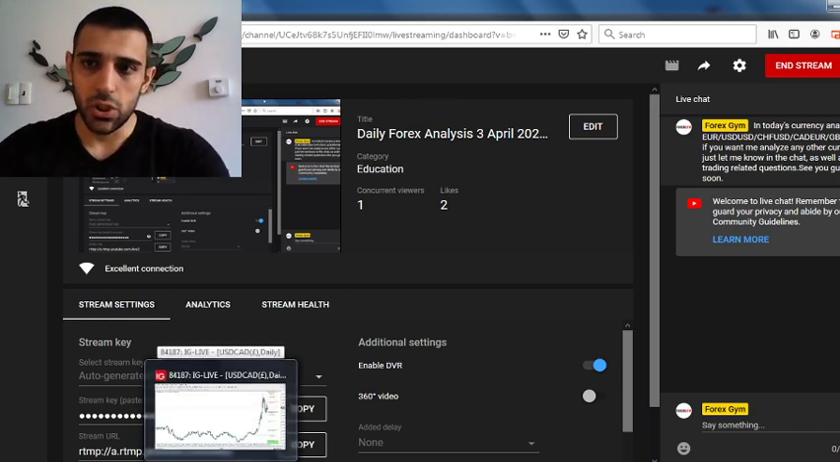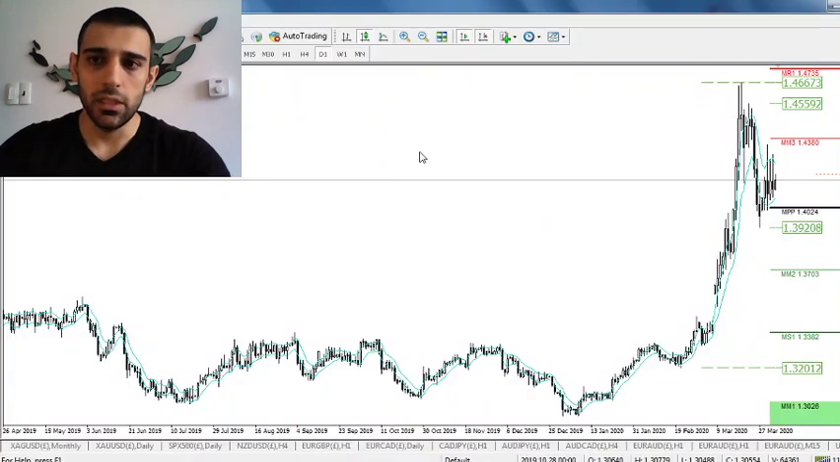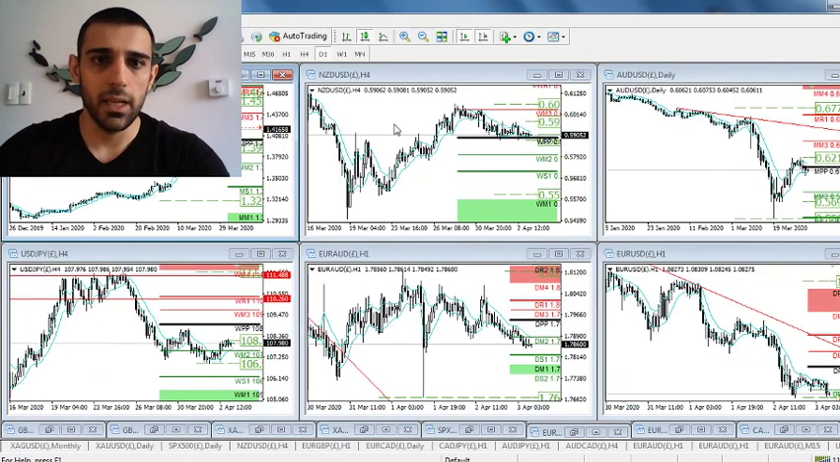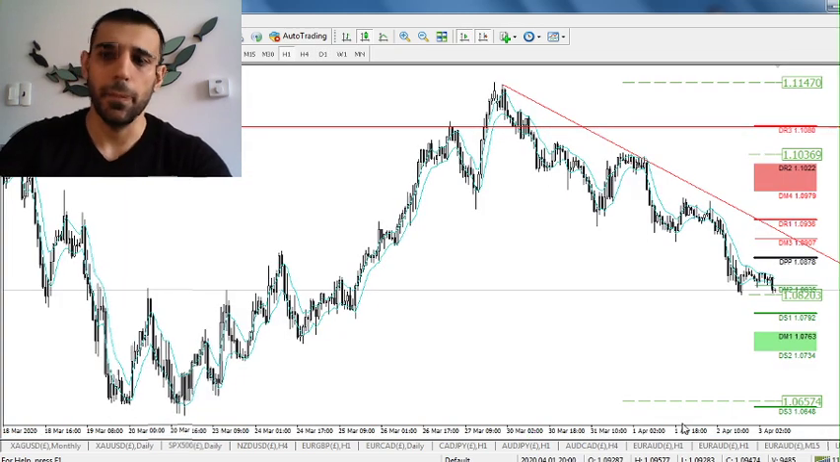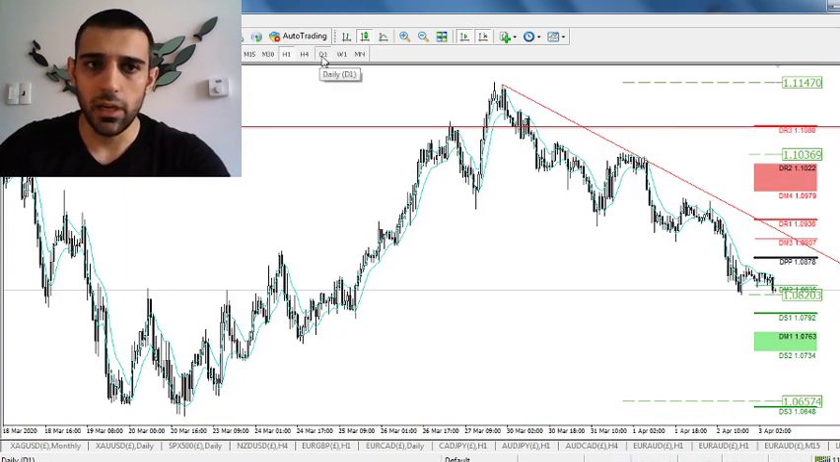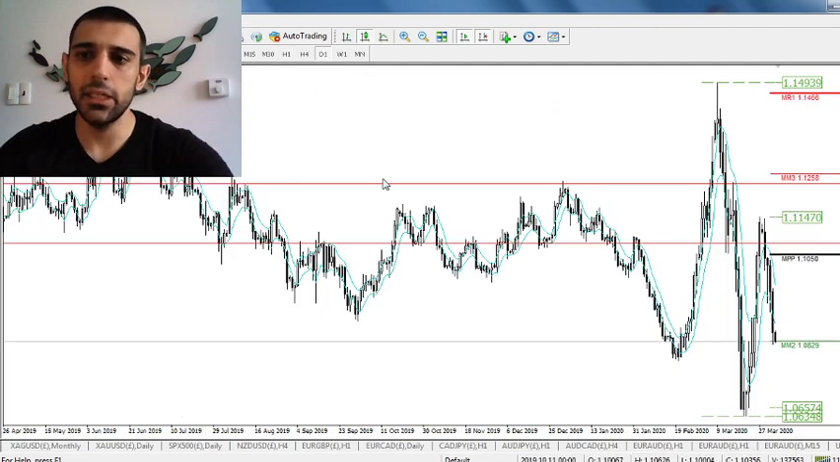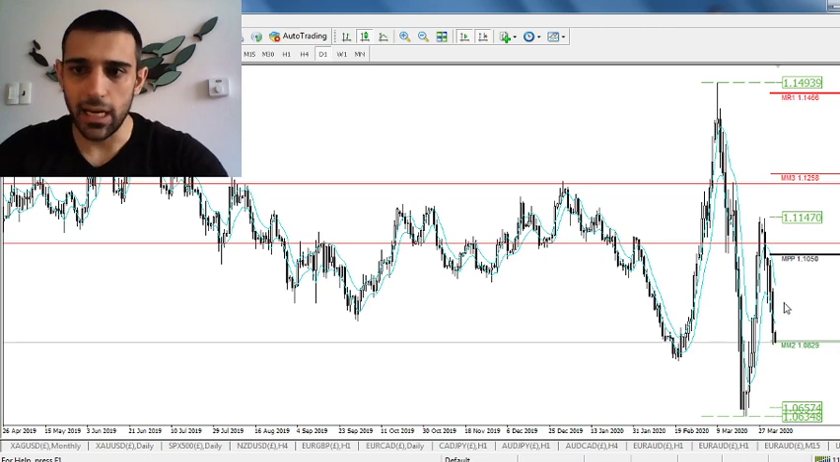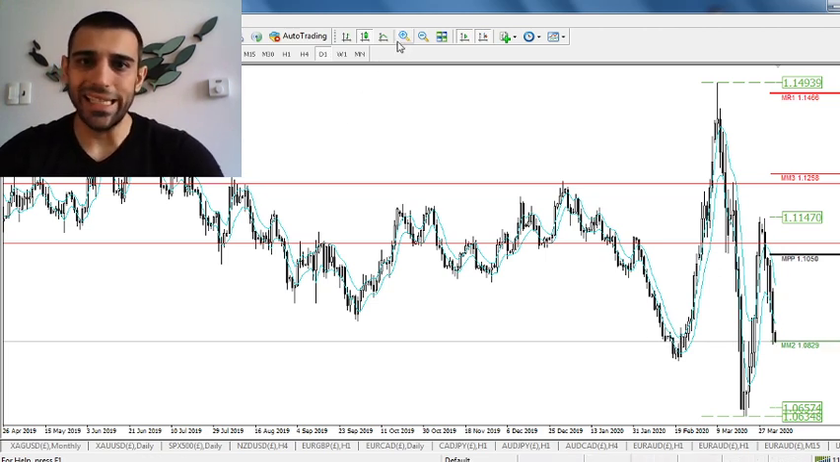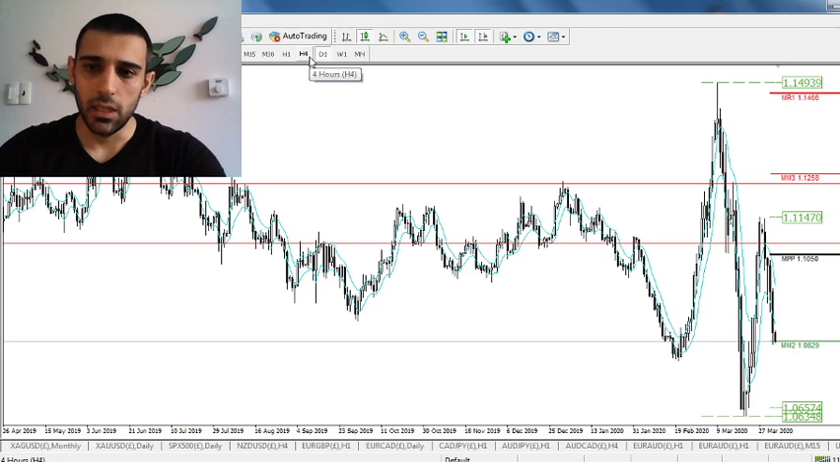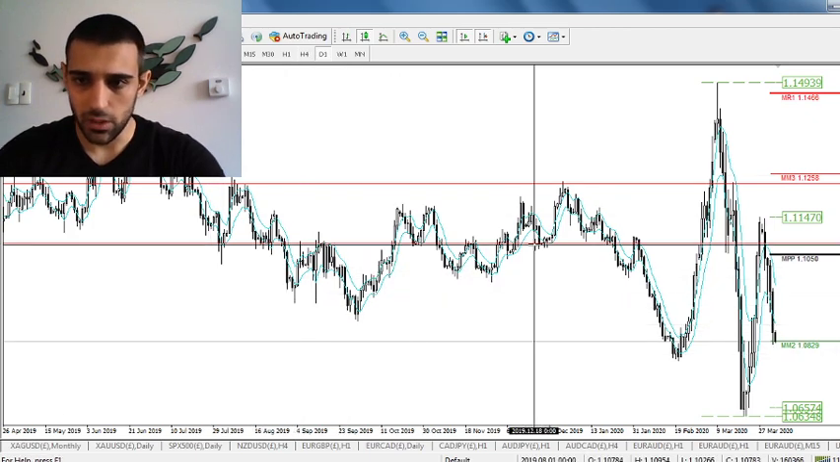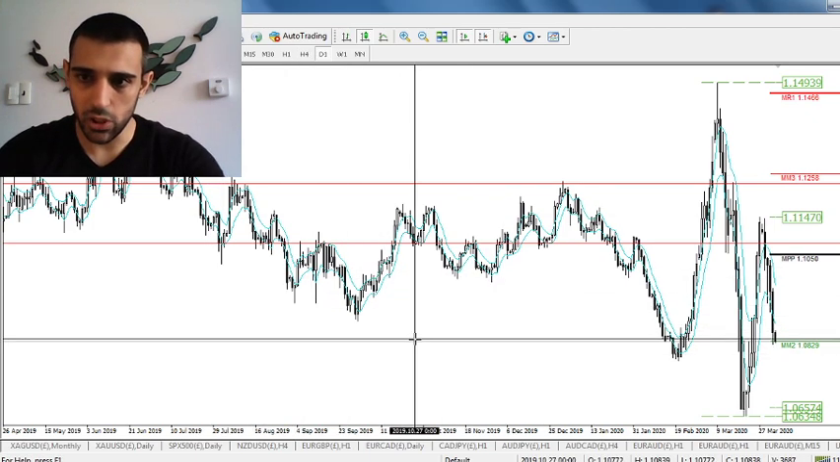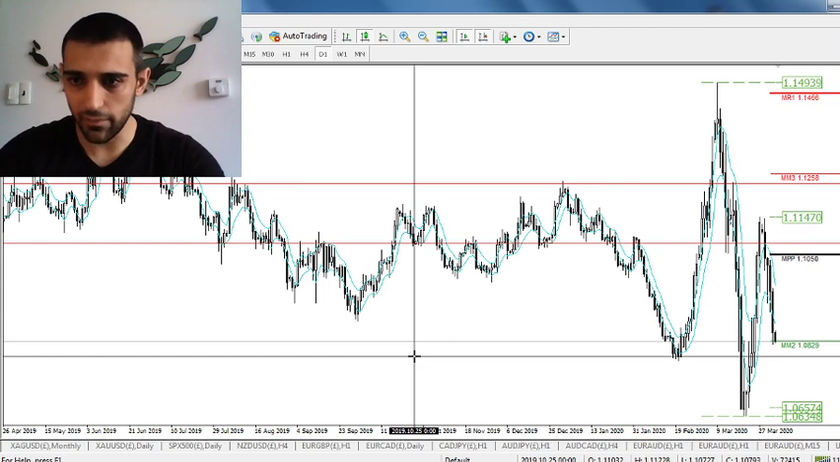So let's do the euro against US dollar. There we go. Let's have a look at these currencies, starting with the daily charts. We can see in here the prices are breaking down now. It's solidly coming down. I think that the price is heading towards this direction at the very minimum.